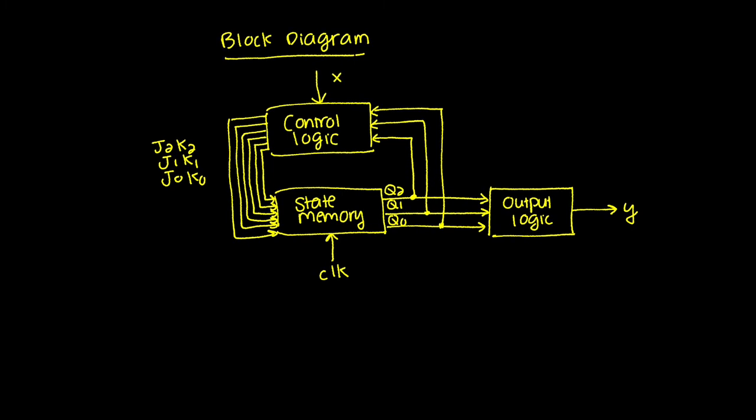Furthermore, we know that this is a state machine, meaning that it's a system that cycles deterministically between a finite set of states, given a certain set of inputs and the present states. So that's what a finite state machine is.